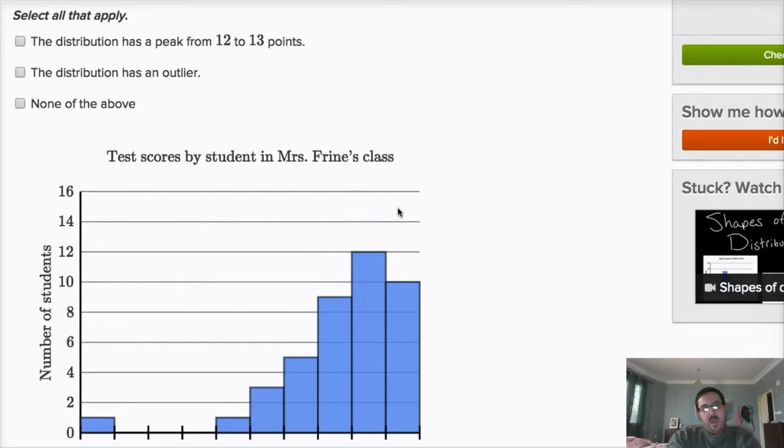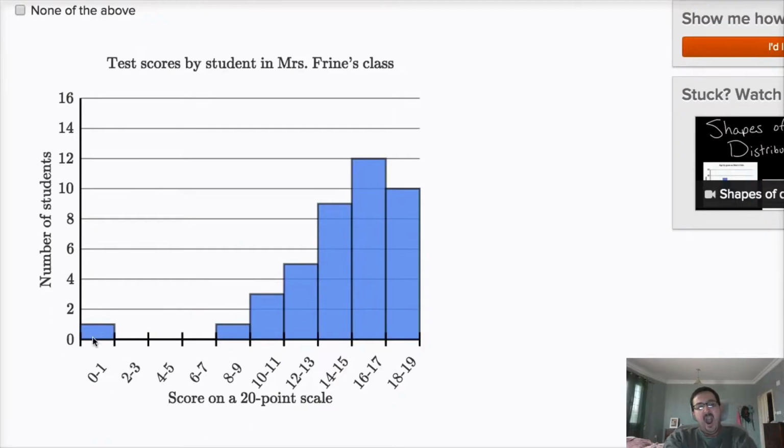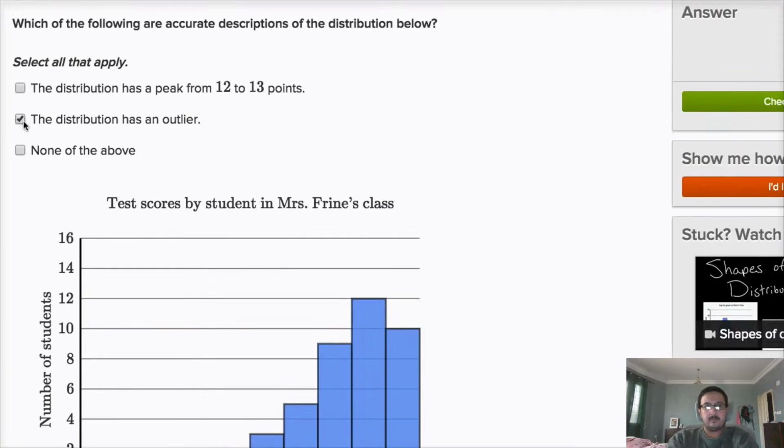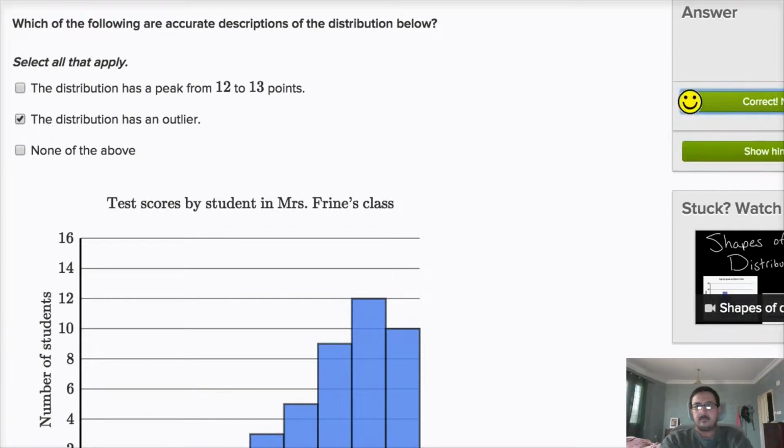The distribution has an outlier. Well, yeah, look at this. You have this outlier. Most of the students scored between 8 and 19 points, and then you have this one student who got between 0 and 1. It's really an outlier. You even see, when you look at it visually, it's not even connected to the rest of the distribution. It's way to the left. If something's way to the left or way to the right, that's an outlier, if it's unusually low or unusually high. So I would say this distribution definitely does have an outlier. And I'm not going to pick none of the above since I found a choice. And I think we're all done.